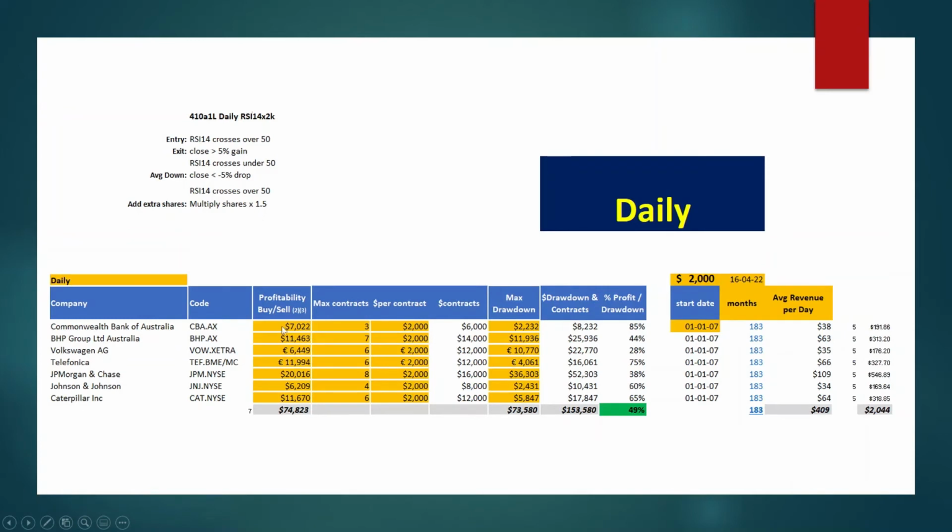The RSI strategy, again, you can see I'll let you pause the video and digest the numbers, but this is the revenue. So 74,823, and ignore that, that's just a different calculation, but this is the monthly revenue, $409.